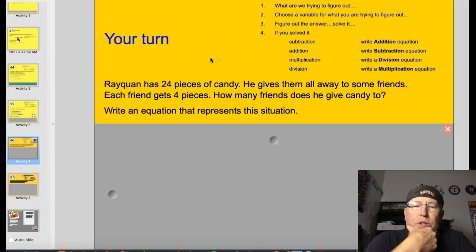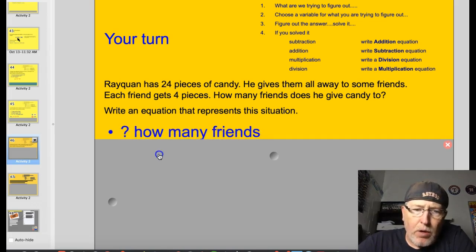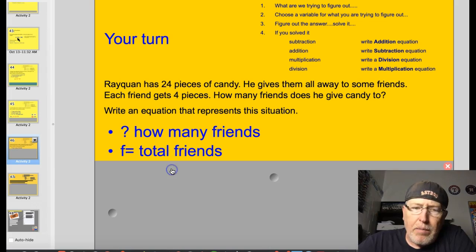Okay, Raekwon has 24 pieces of candy, gives them all away to some friends. Each friend gets 4 pieces. How many friends does he give candy to? All right, Raekwon was one of my favorite students from a few years back. All right, write an equation that represents the situation. We're trying to figure out how many friends he had because he gave his candy away. They each got 4 pieces. We're going to use F for friends. That's the variable I chose. It made sense.